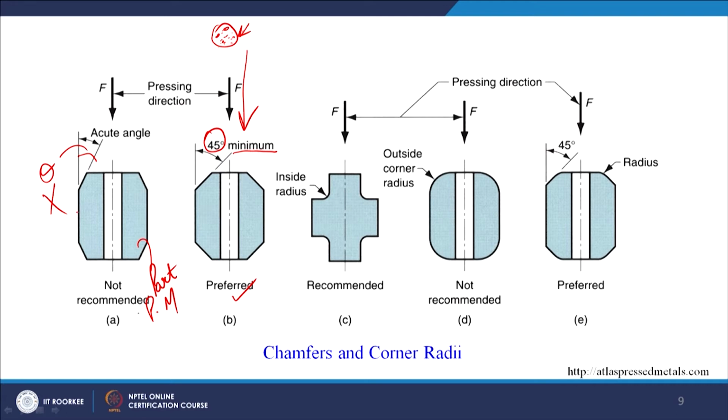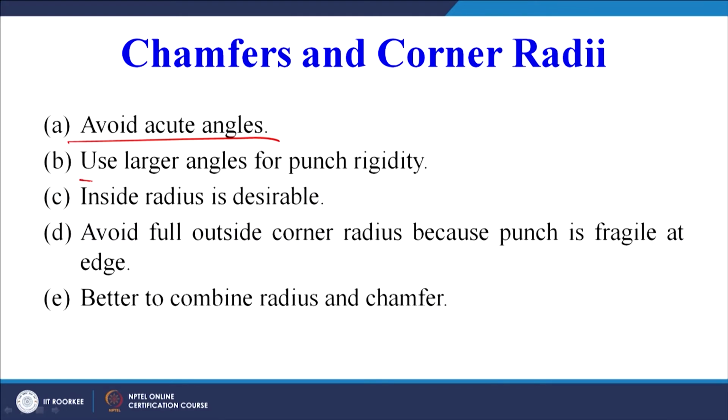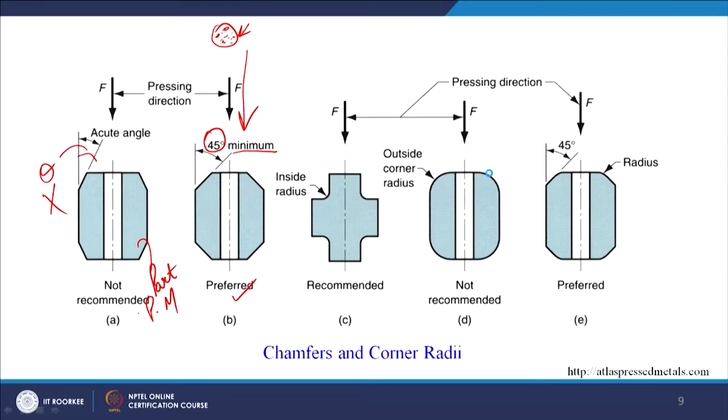So this is the first guideline: acute angles must be avoided. Then use larger angles for punch rigidity. So we must avoid acute angles and we must prefer larger angles for punch rigidity. Inside radius is desirable. So we can see this is the inside radius. So this is desirable, it is recommended.